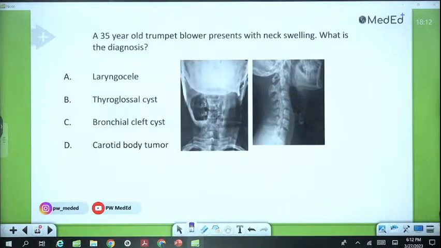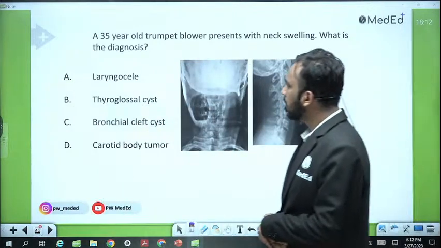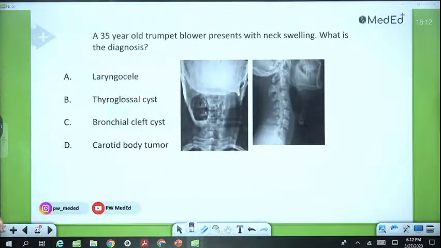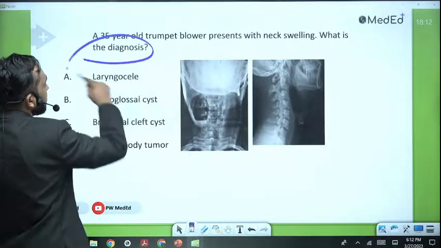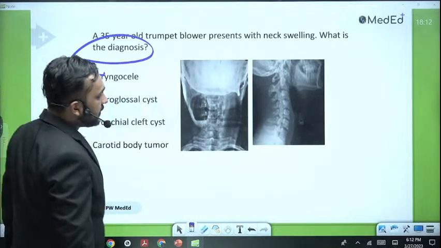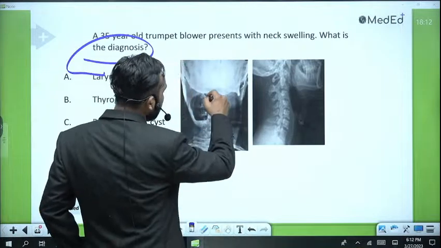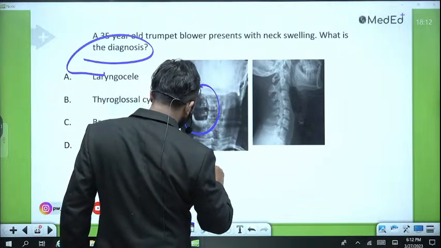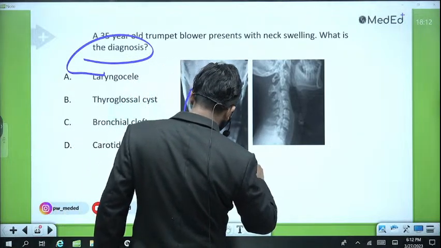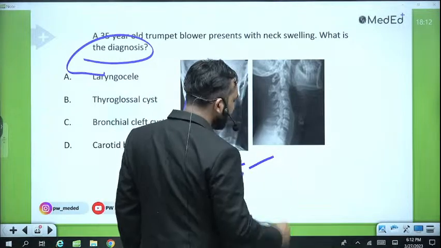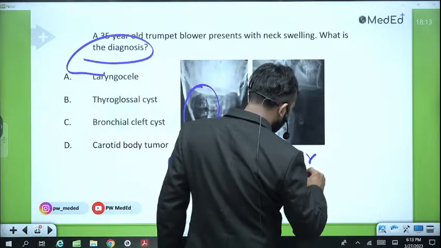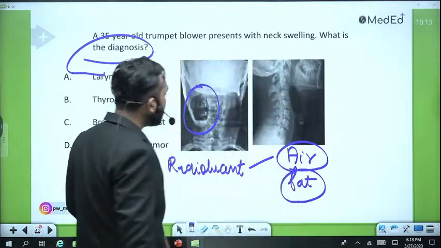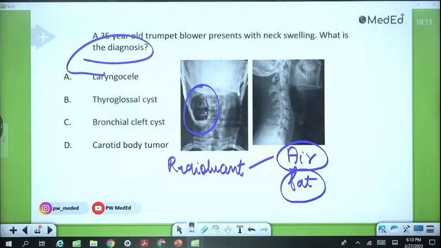So, a few spotters from the section of head and neck. A 35-year-old trumpet blower presents with neck swelling. What is the diagnosis? Here in this x-ray, guys, we can see that there is a radiolucent lesion. So what are the structures which appear radiolucent on an x-ray? That is air and fat, okay. So it is most likely an air containing lesion on the lateral aspect of the neck.